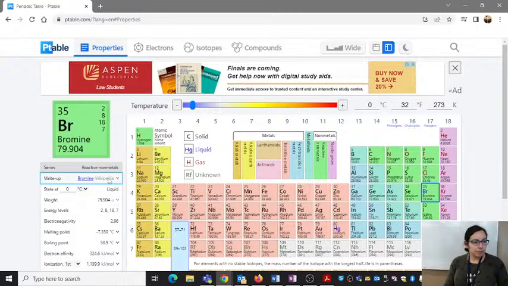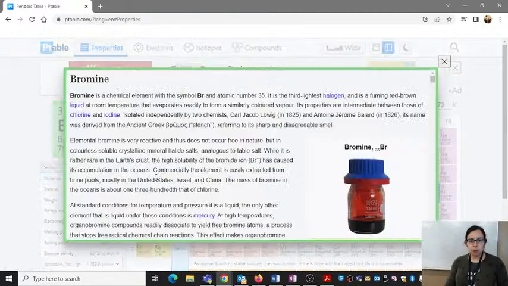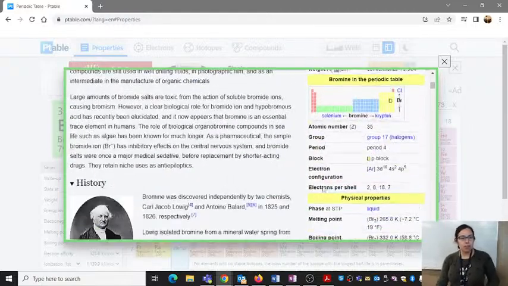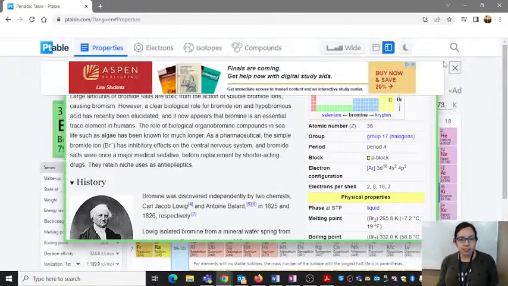Bromine is a favorable reagent for organic chemistry. Now it's a liquid, so you can pipette it into your reaction. It is nice and fuming though, a red fuming liquid, nice and reactive, so you can use it to brominate substances, and that's good for doing all sorts of organic reactions.